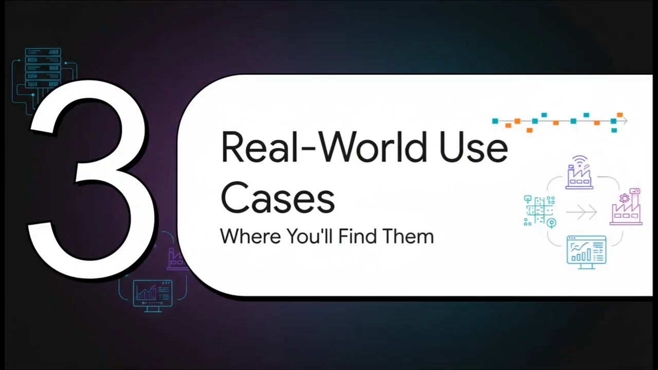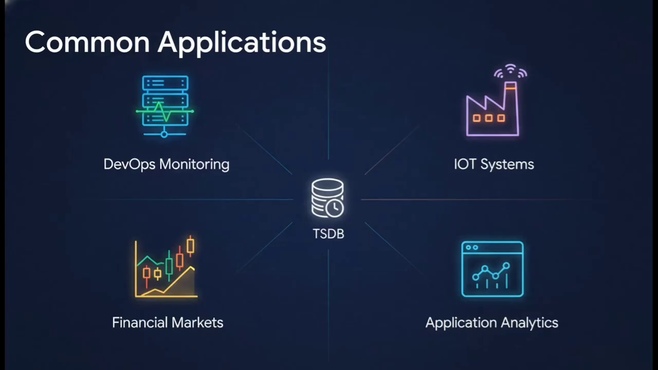Okay, so we've got a database that's super fast at writing, super efficient at storing, and super quick at querying. But where do you actually find these things out in the wild? Well, turns out they're pretty much everywhere. Seriously, you will find them all over the place. They are the absolute backbone of DevOps monitoring, keeping track of server health. They are essential for the Internet of Things, collecting data from millions of sensors. They power real-time financial trading platforms, and they help developers figure out how their apps are performing by tracking things like latency and error rates.